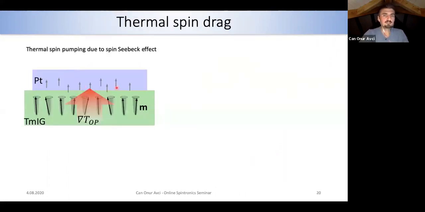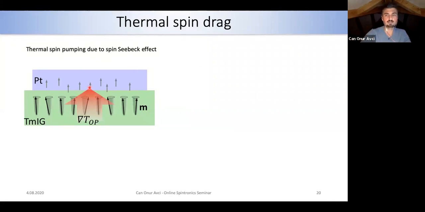So let me briefly explain that, and that would be my last slide. So our hypothesis is that in these devices, there is an established out-of-plane temperature gradient, and there's also an in-plane gradient. The out-of-plane gradient, due to the spin-Seebeck effect, pumps some spin current into the platinum, with the spin polarization along this line. However, this is not a good geometry for inverse spin Hall effect. So this spin current cannot be converted into a charge current in our device geometry.